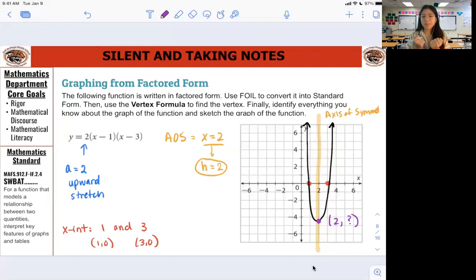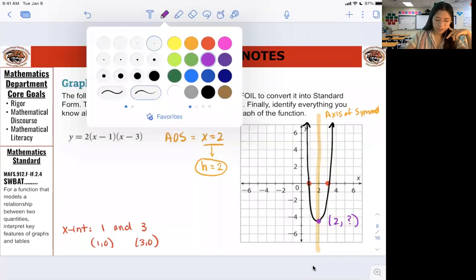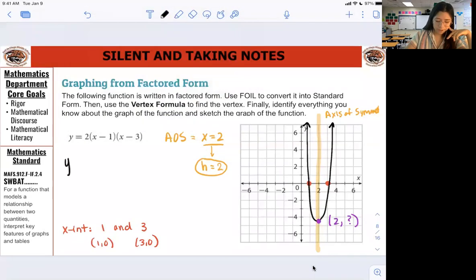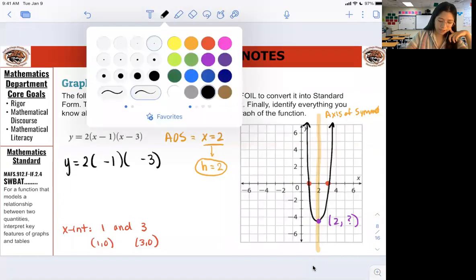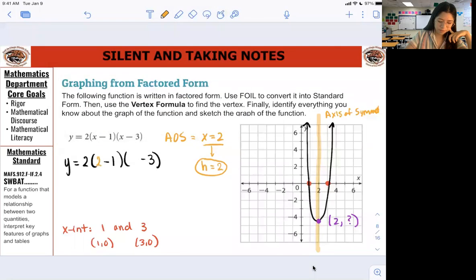Maybe. We'll do a few examples. But if you know your h, what can I do with it? I have an equation. What should I do with that number? Plug it in. Plug it in for x. So if I know that h equals 2, I'm just going to plug it right in and do a little bit of math, and I'll figure out the value of k. So 2 minus 1.